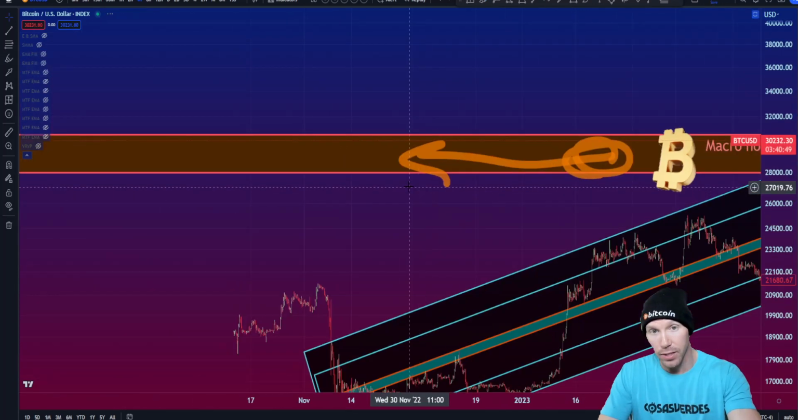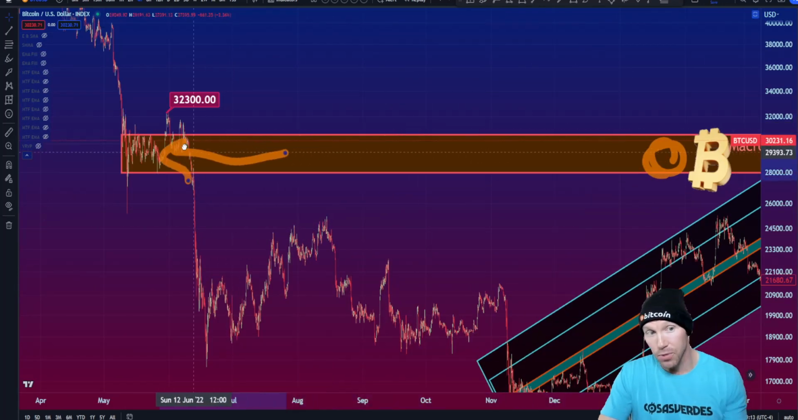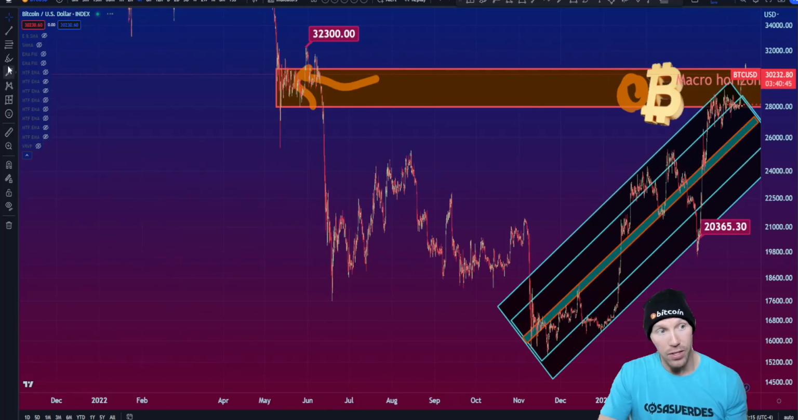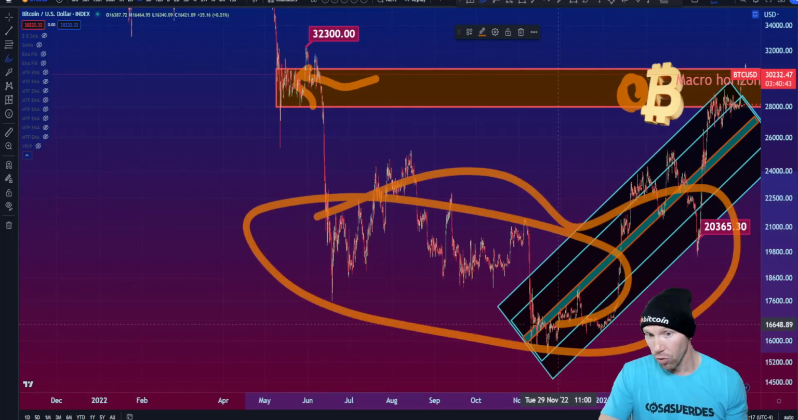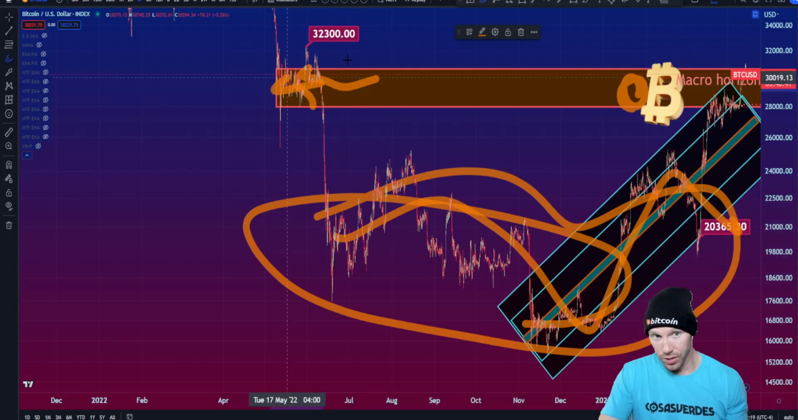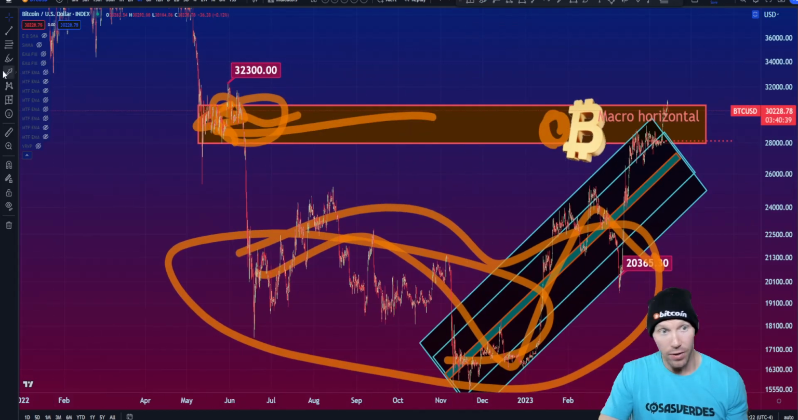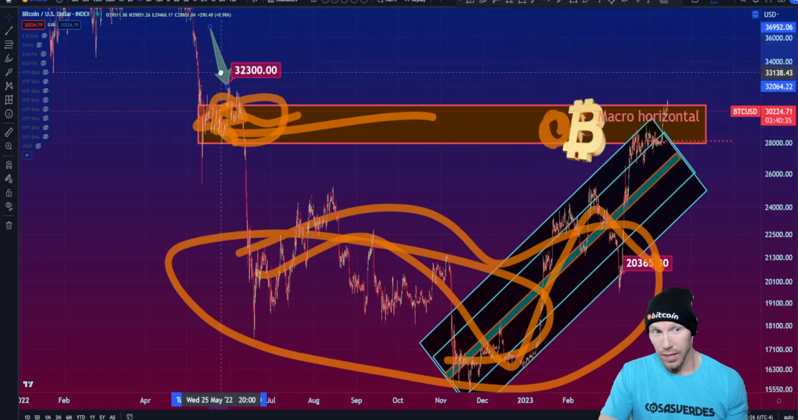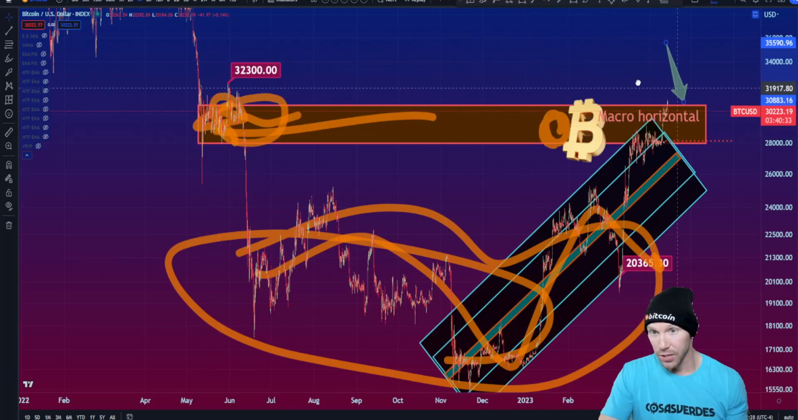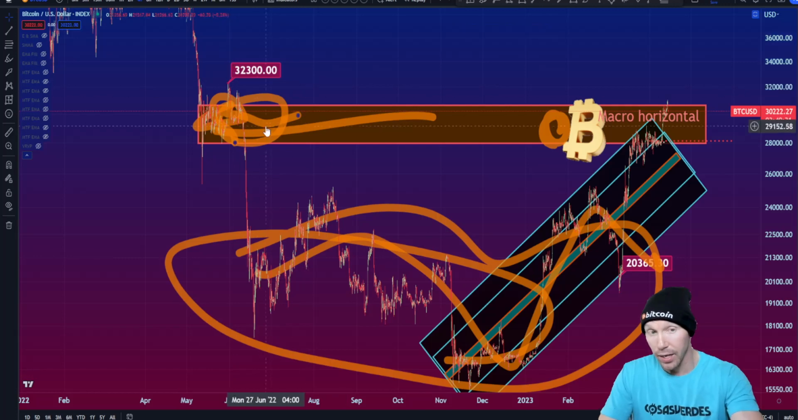And it's coming up to this macro horizontal. Look left. What is it? Well, it's actually its first obstacle, right? All of this is a potential bottoming formation, big W. So this is its first obstacle. And right now it's at the very, very top of it. I'm not counting these wick highs as that. I'm going to count this as dead zone up here. But above this wick high, you get another box.